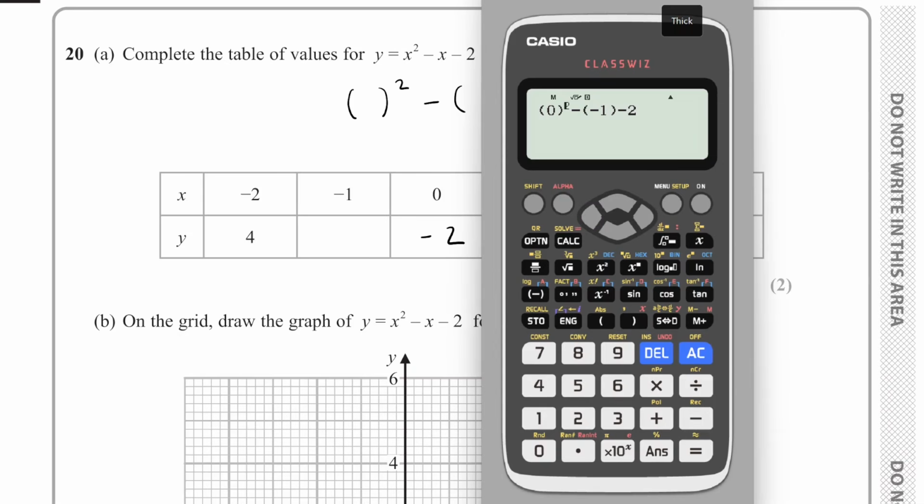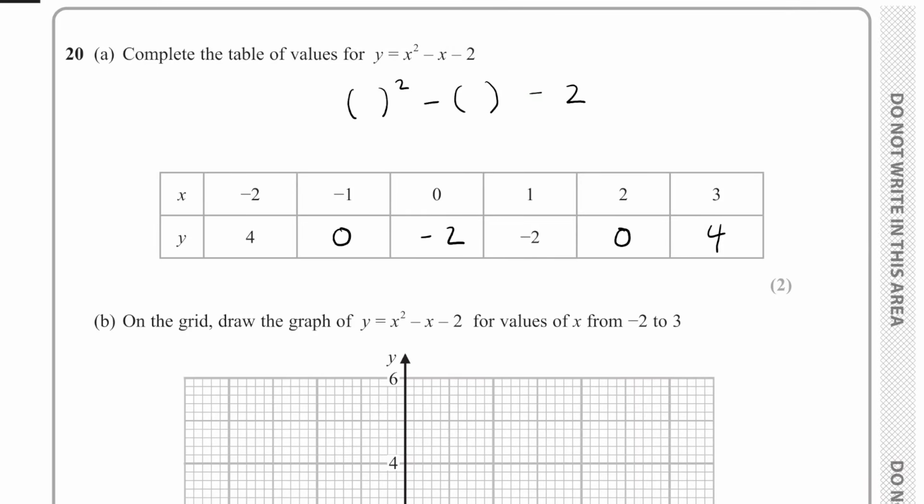When we type this into the calculator, we need to be careful. We need the bracket around the negative 1, or the calculator will think we're doing take away 1 squared. So negative 1 squared should give an answer of 1, not negative 1. Negative times a negative is a positive. So we should be getting 0 out here. And then that will be a symmetrical shape. And it's symmetrical because it's a quadratic. It's an x squared graph. So it's a quadratic graph which has a symmetrical shape.